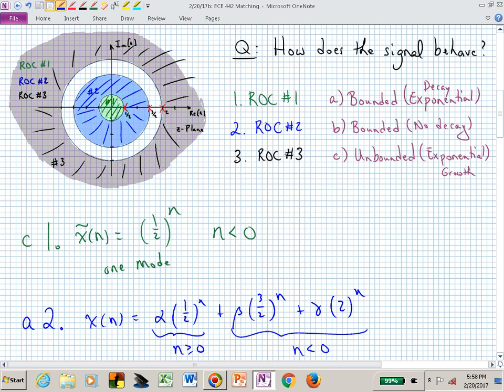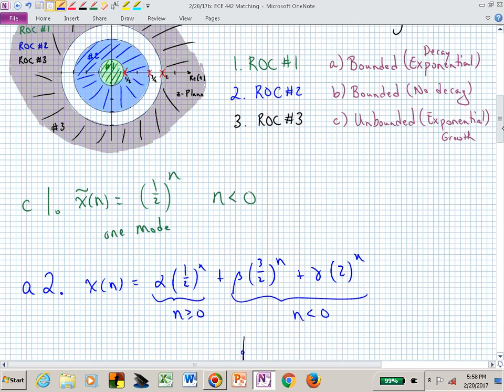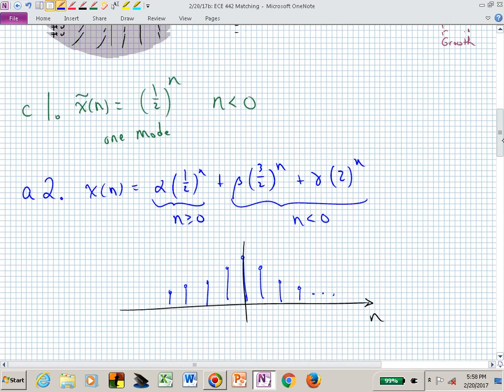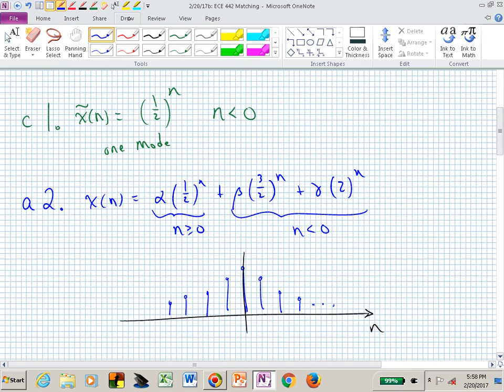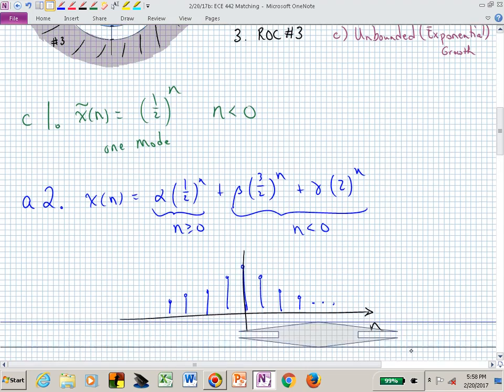Thumbs up? Good. Now, the third case, region of convergence number 3. And I'm going to have to give myself a little bit more space.